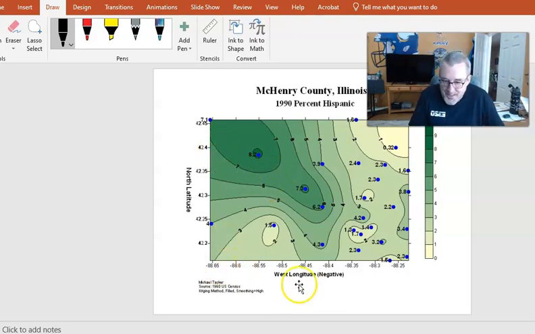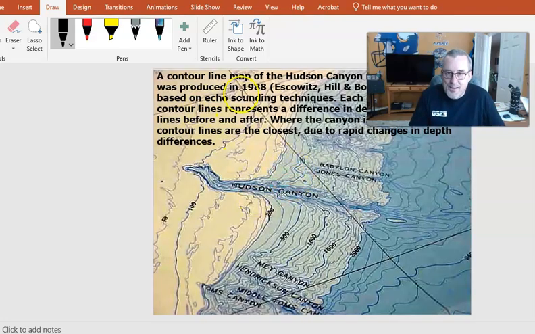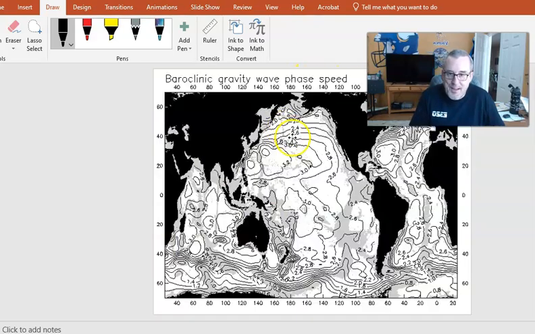The 3 dimensions in this case, let's see, west longitude, north latitude, and then each of these contours, or we call them level curves. Level curves because everywhere on this level, the output is 6% Hispanic in McHenry County, Illinois. Or, let's see, this is Hudson County region. This is a topographical map. I'm going to get to another one later. Baroclinic gravity wave phase speed. I don't even know what that means. There's 5 words there that I've seen before, but putting them together, I don't know what that means.